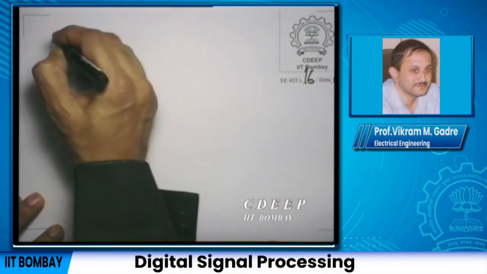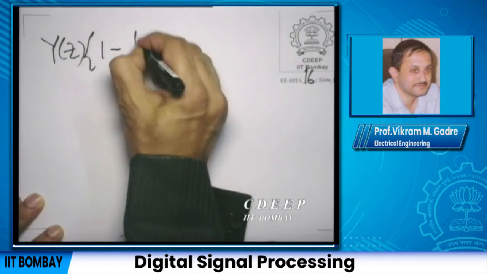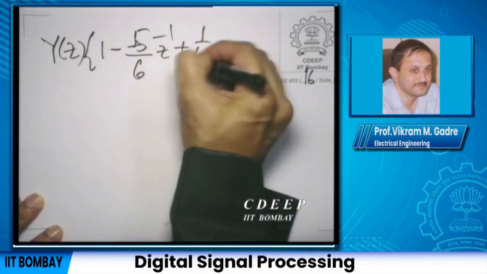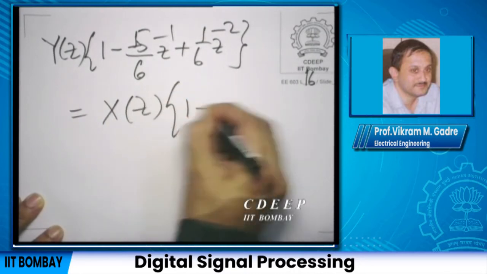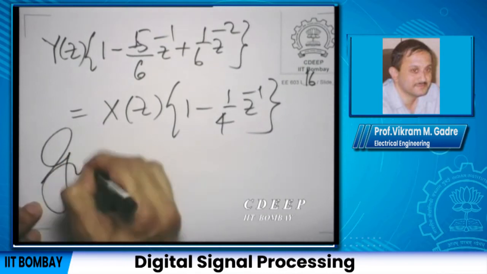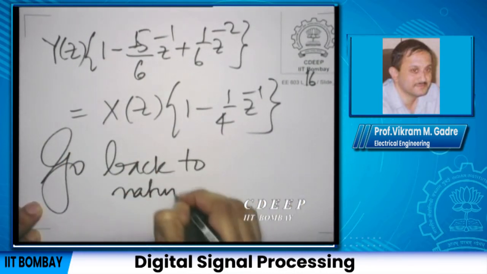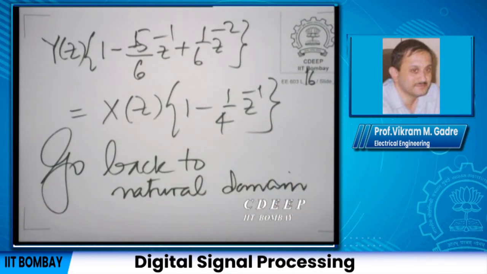We can cross multiply to get Y(z) into 1 minus 5 by 6 z inverse plus 1 by 6 z raised to the power minus 2 is X(z) into 1 minus 1/4 z inverse. And we can go back to the natural domain by taking the inverse Z transform on both sides.